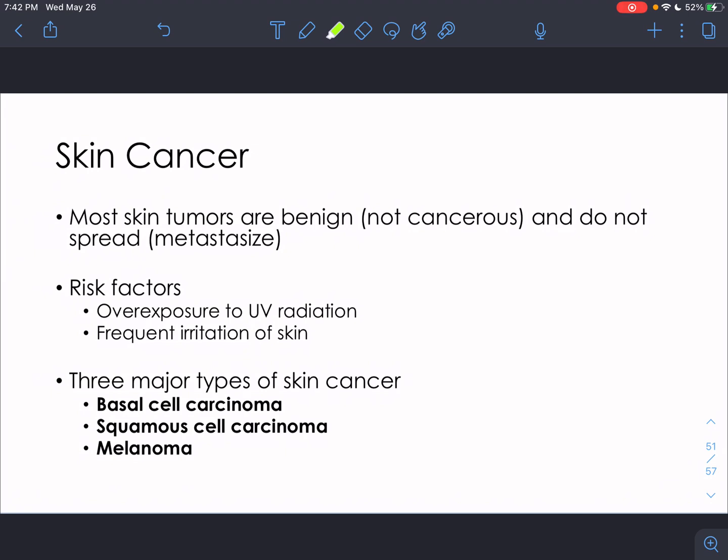So most skin tumors are benign, which means they're not cancerous and they don't spread or metastasize, okay? But some of them definitely do metastasize and can spread really easily, which is not good, okay? Some risk factors of all skin cancer: overexposure to UV radiation, so being out in the sun unprotected too long, too frequently, and then frequent irritation of the skin can also be a risk factor. So there's 3 types, which we'll go through each of these.